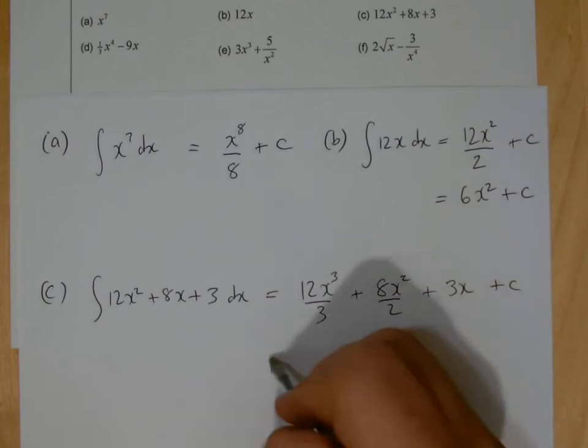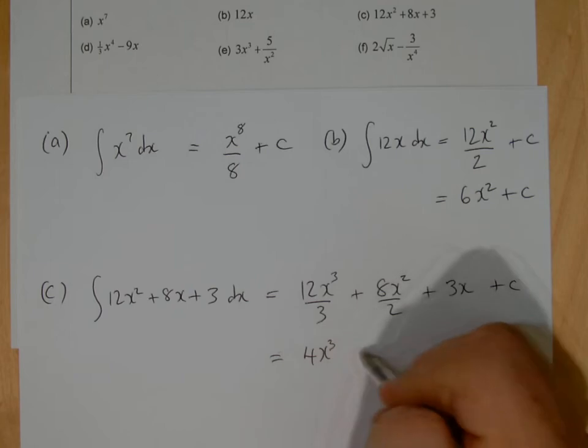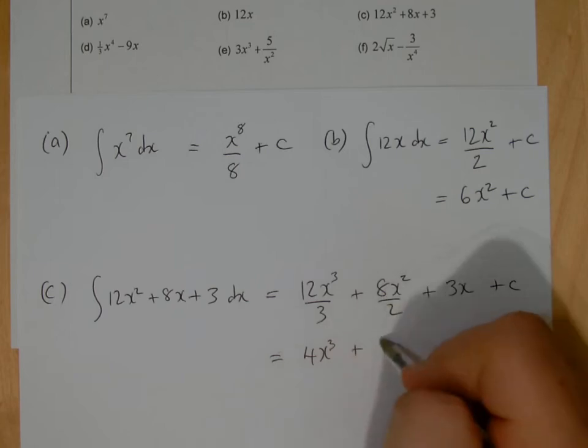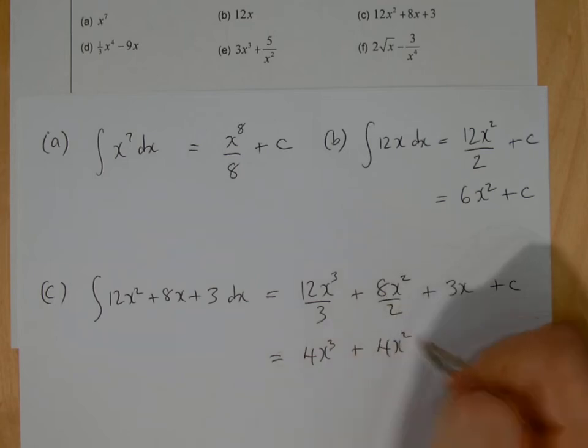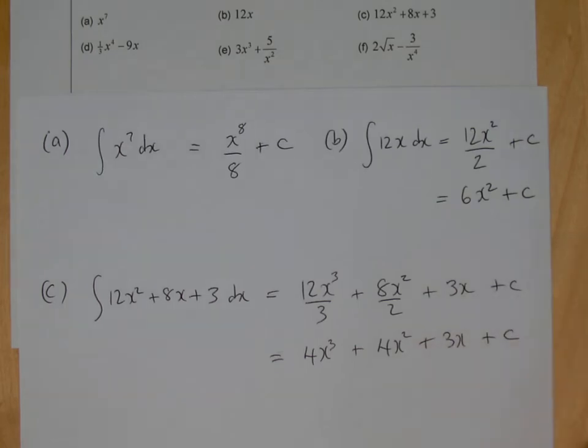So simplifying this then, 12 divided by 3 is 4. 8 divided by 2 is 4. And 3x as it is. And that's what we're looking for there as our final answer.